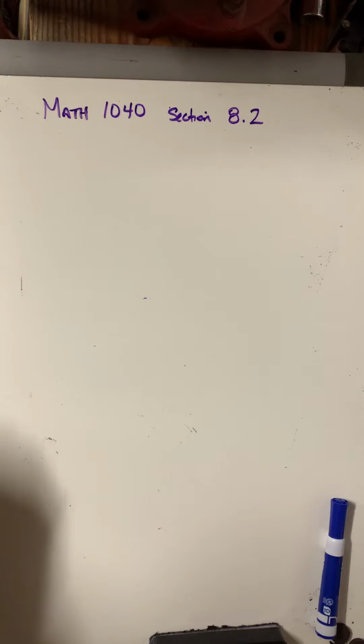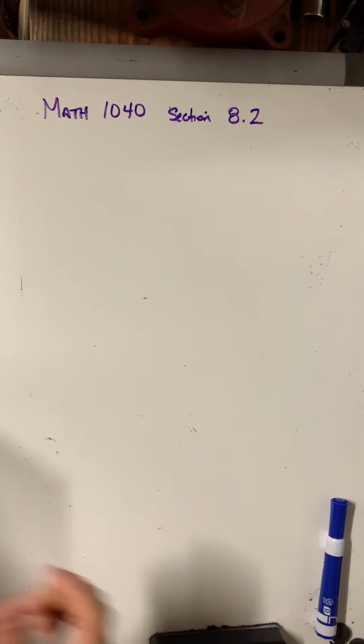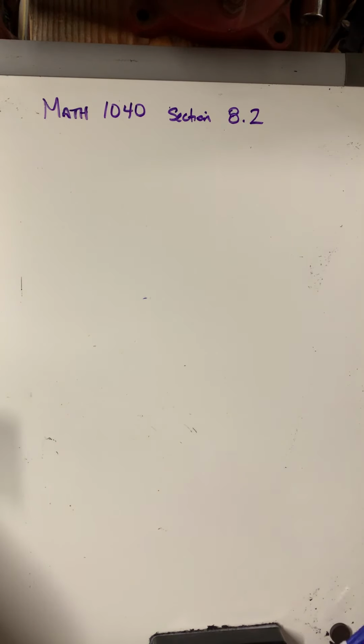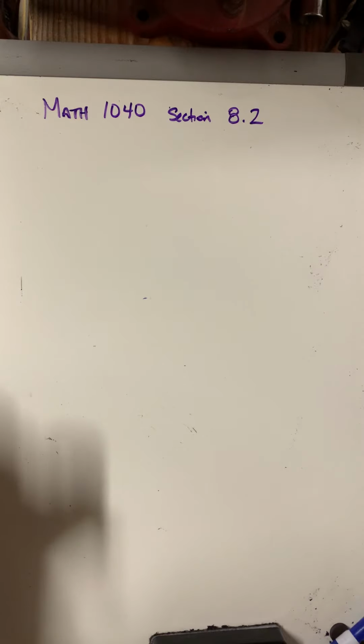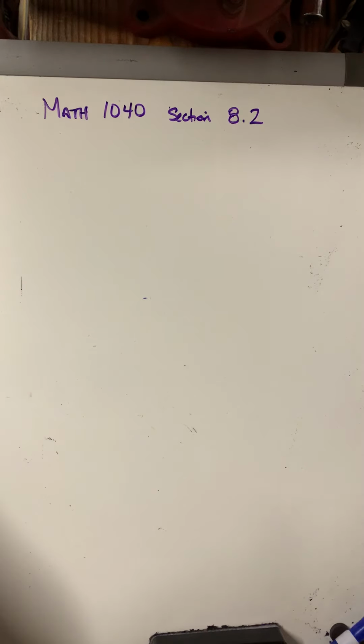This is section 8.2 for statistics, math 1040. And it's kind of an extension of what we did in 8.1. So it definitely refers to this idea of a distribution. We'll talk about that in just a second. So to start off, I want to talk about the difference between a proportion and a mean.